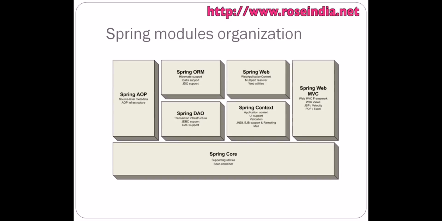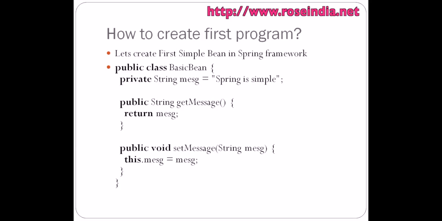Spring Module Organization. In the Spring Framework, all the modules are organized into separate packages. These packages are Spring Core, Spring DAO, Spring Context, Spring AOP, Spring ORM, Spring Web and the Spring Web MVC.